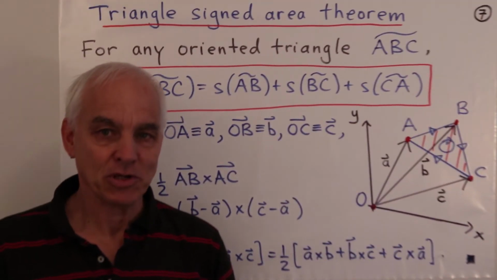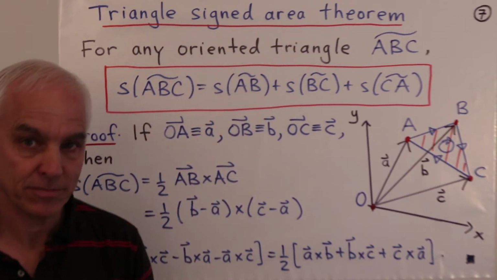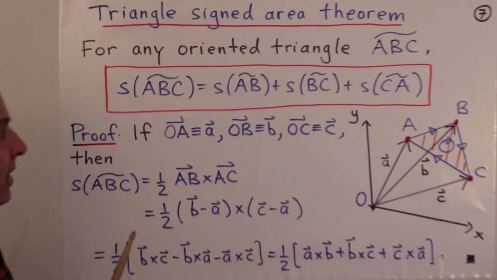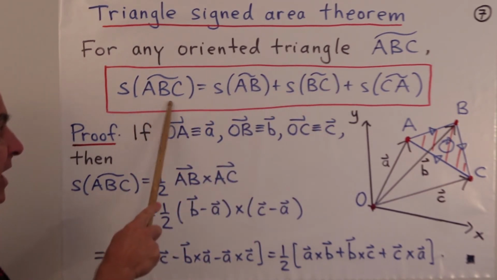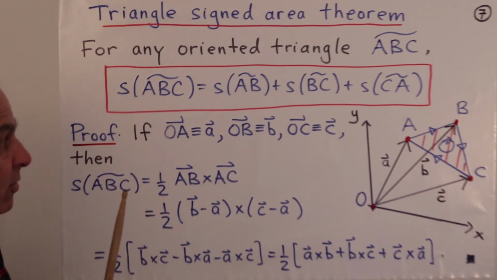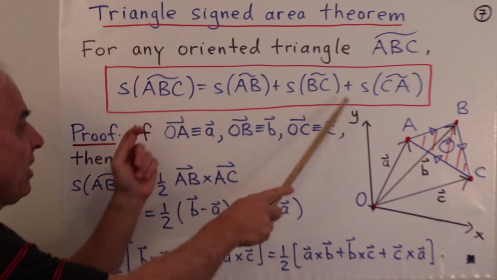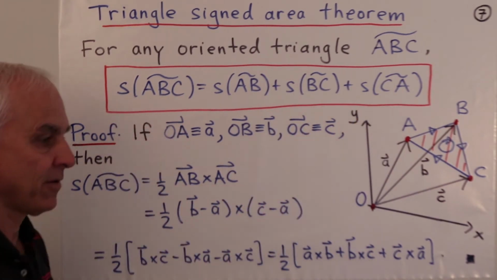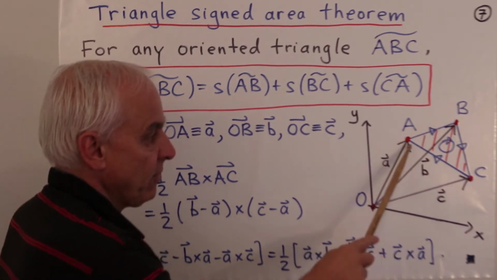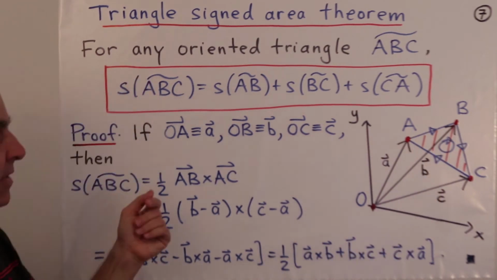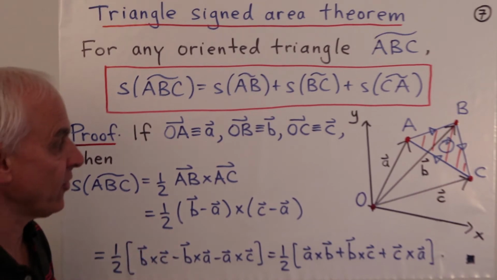So the importance of that notion becomes clear with the following theorem, the triangle signed area theorem. It is that for any oriented triangle ABC, the signed area of ABC, S of ABC, is equal to S of AB plus S of BC plus S of CA. The signed area of the oriented triangle ABC, which is represented by that red area, is actually the sum of three signed areas of its three oriented sides.